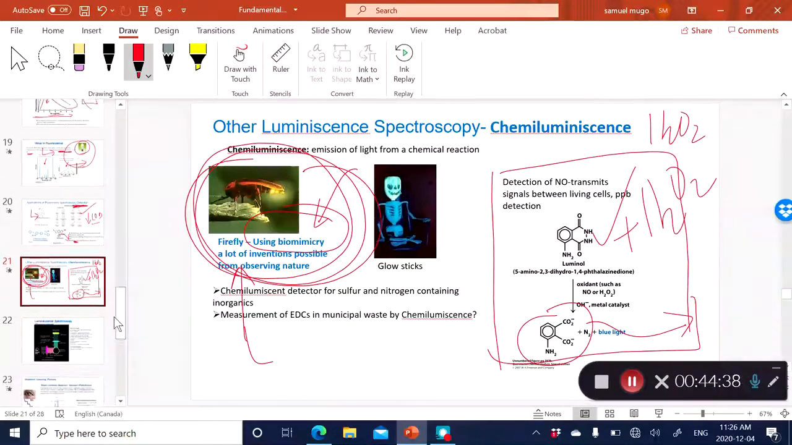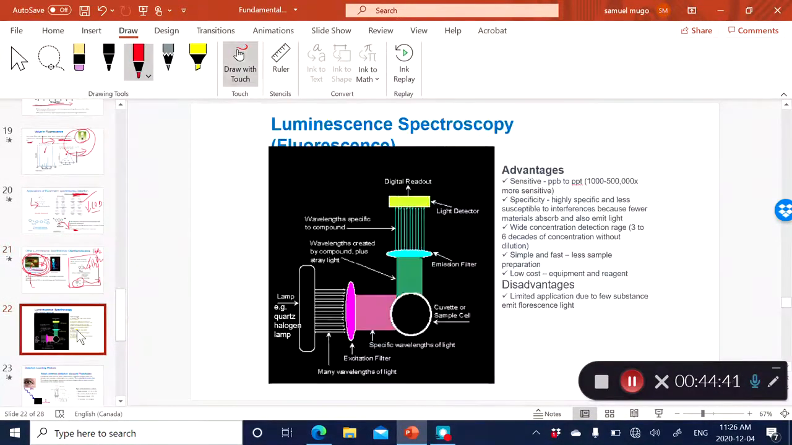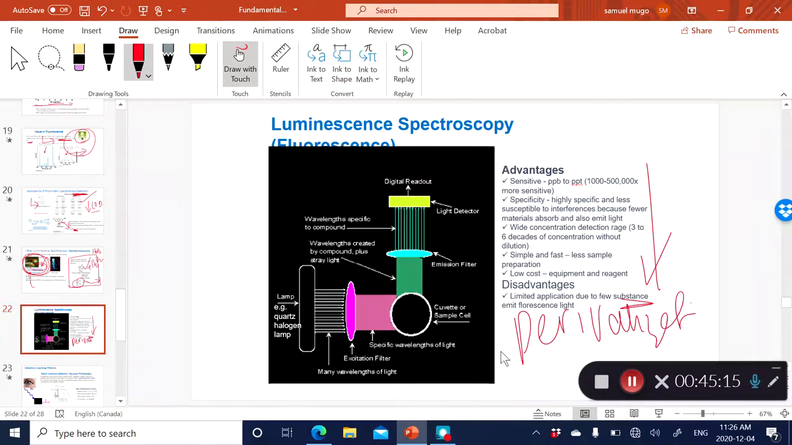As I've said before, the components of fluorescence or luminescence spectroscopies in general look like that. Take note of the advantages and disadvantages of fluorescence, most of which is sensitivity, which I've talked about, specificity, and so forth. One disadvantage, of course, is that not too many compounds out there are fluorescent or phosphorescent for that matter. The solution to that is derivatization, to make them fluorescent, like the example I gave with selenium.